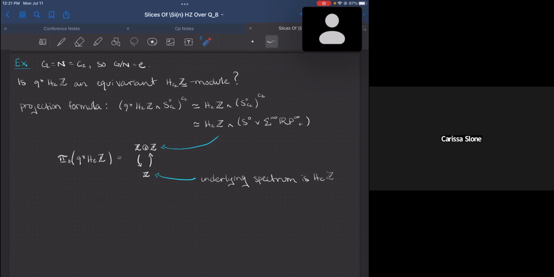Well, if we look at our pi 0, this right here tells us that we have a Z plus Z at the top. And then our underlying spectrum is HEZ, so that means we get a Z at the bottom. But if this Mackey functor is a ZC2 module, then if we restrict from C2 down to E and then transfer back up, we need this composition to be 2. But there is no way that when we restrict and then transfer that we get multiplication by 2. So we don't have an HC2Z module.